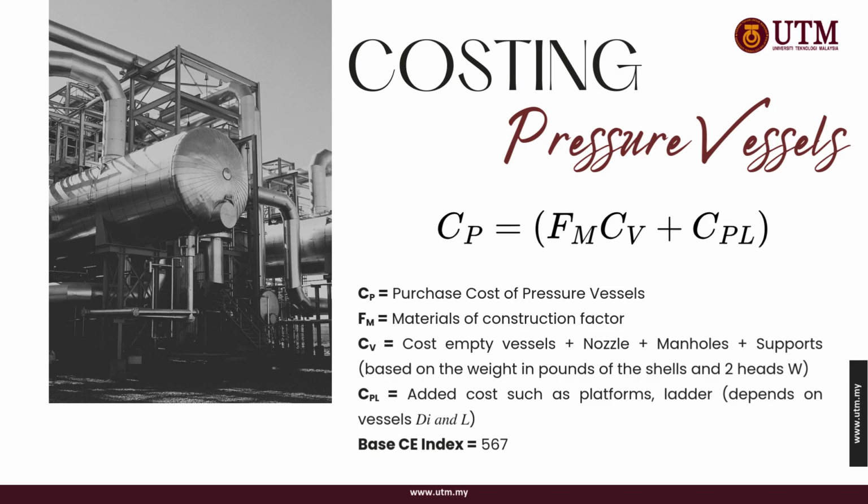Cp itself represents the purchase cost of the pressure vessel. FM is the material of construction factor, depending on the material used. Cv is the cost of the empty vessel, which includes the nozzles, manhole and also supports. Cpl represents the added cost, including platforms and ladders, which depends on the vessel size and design. The base CE index is given as 567, which is a very important reference for these cost calculations. So this formula helps to estimate the cost for different sizes and configurations of pressure vessels.